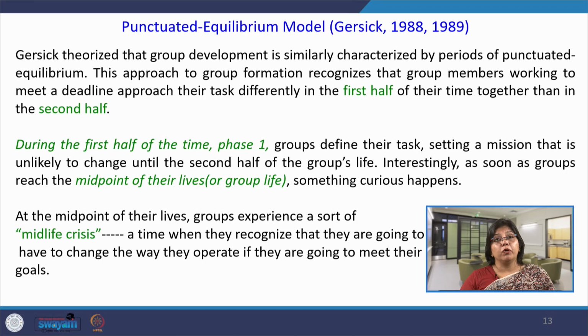So, at the midpoint of their lives, they reach the midlife crisis actually, the midlife crisis of the group, and they tend to recognize that they are going to have to change the way they operate if they are going to meet their goals. So, at that midpoint, they will revise, they will refurbish, they will reaffirm their goals in order to reach the final goal. There is another redevelopment that will take place, where all the roles will alter and the functioning of the goal will also alter.